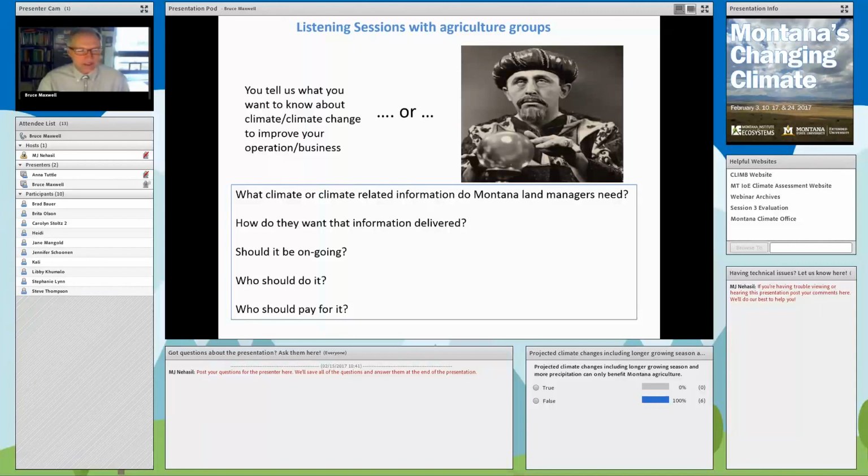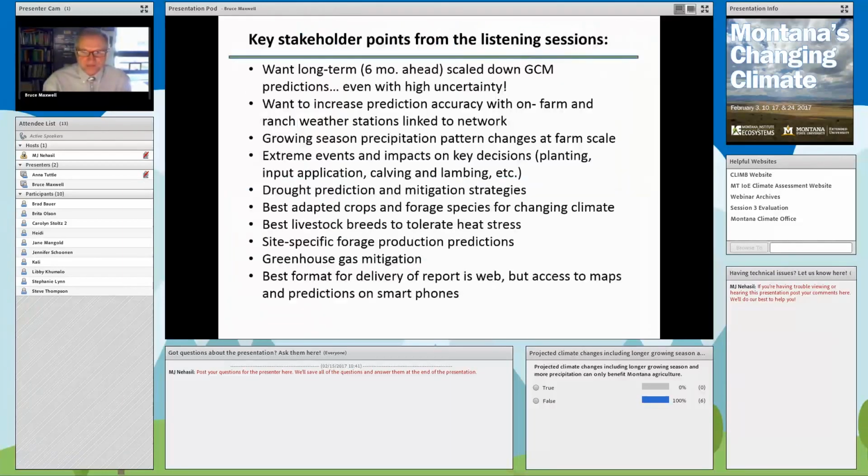So our key stakeholders gave us some information, and to sort of summarize that, a set of points about that, basically we heard that they want long-term, six-month ahead, scaled down, global climate model predictions, even though they recognize that there's high uncertainty. This was a bit of a surprise to us because we thought there was going to be some sort of natural distrust in global climate models, and they might not think they're useful, but in fact they do.